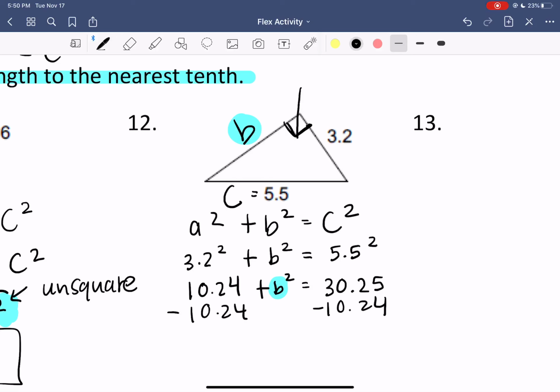And we will get b squared equals 20.01. And since we just need b, and this said b squared, we're going to have to take the square root of both sides. And when we do that, we end with b on the left, and the answer on the right is going to be 4.5.